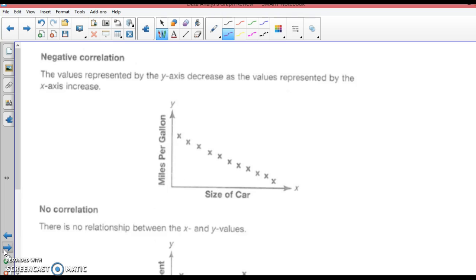This set compares size of car to miles per gallon. You probably don't know a lot about this, but the smaller the car, because isn't this a smaller number, the higher the gas mileage. The bigger the car is, the lower the gas mileage. So as one is going up, the other is going down. If I did a line of best fit, it is a negative correlation.